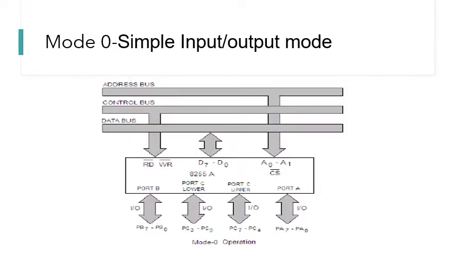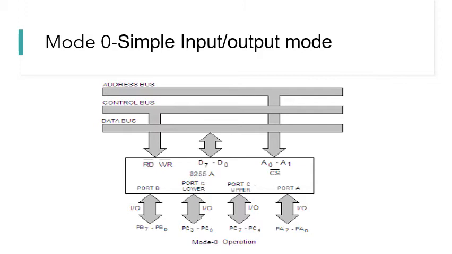Let us see about the modes of operation. Mode 0. In this mode, the 8-bit port A of 8255 IC can be configured as input or output port. In the similar fashion, port B can also be configured as input or output operation. However, there is flexibility for the port C. It can be divided into two 4-bit ports, that is port C lower and port C upper. Each of them can be set independently for input or output operations.